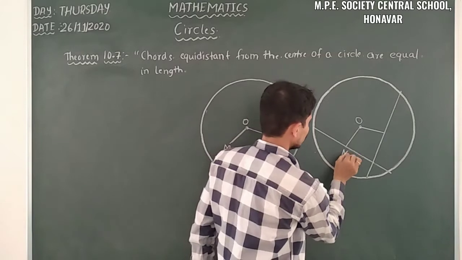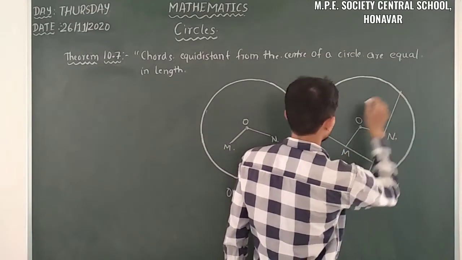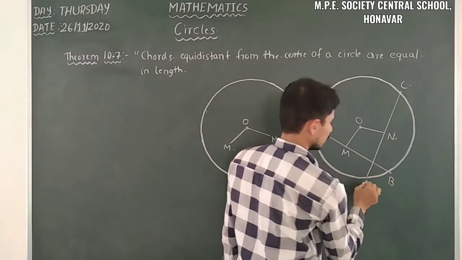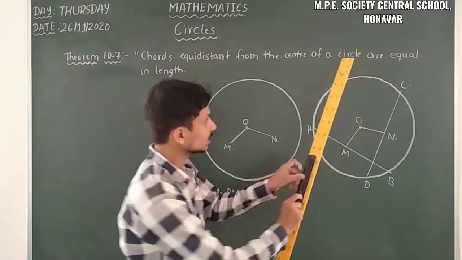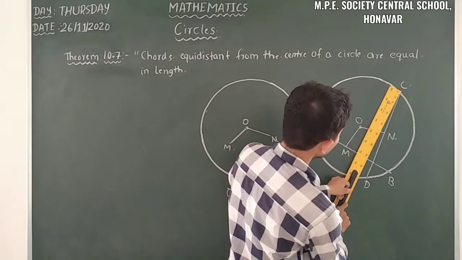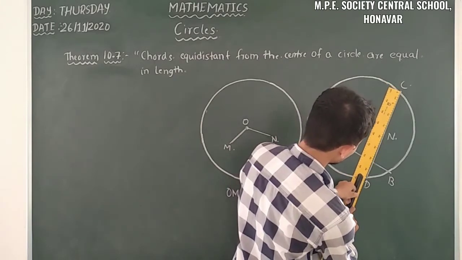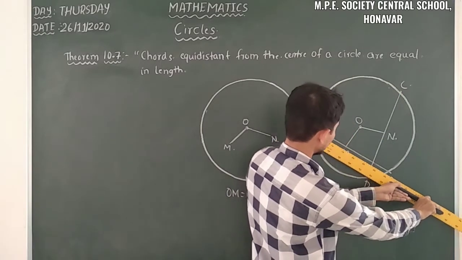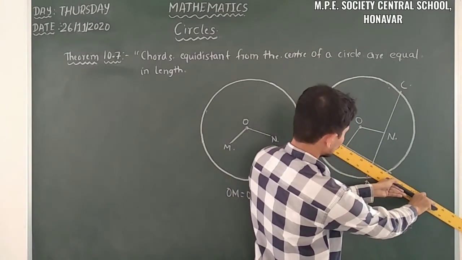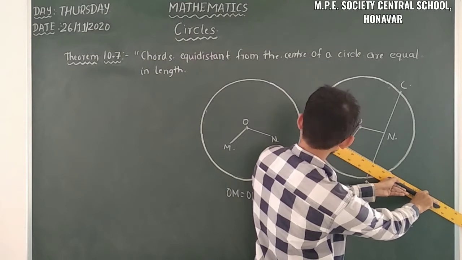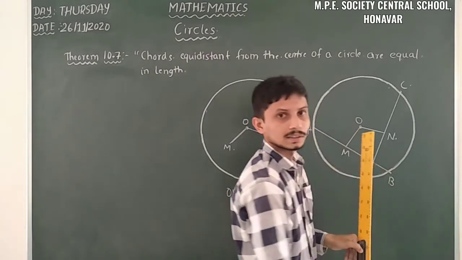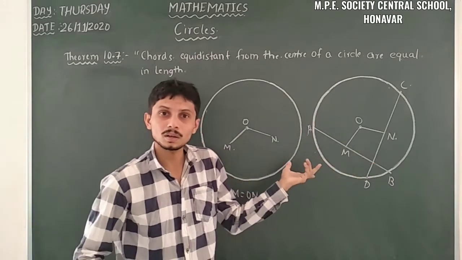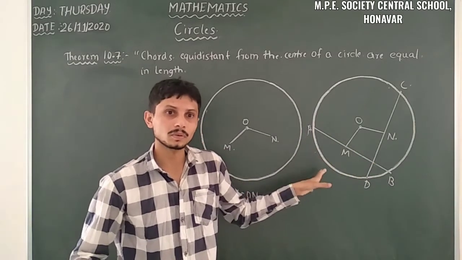I will take M here, N here, and AB and CD. When you measure the length of those, here just observe, it is 38. Here we have to observe the length of that one. Yes, it's also 38. So those two lengths are equal. Some measurement problem is there.